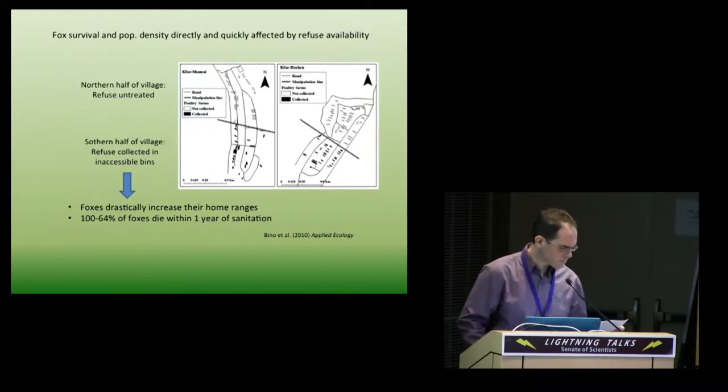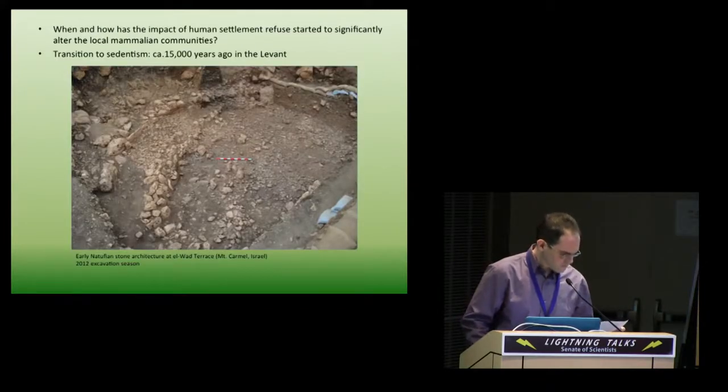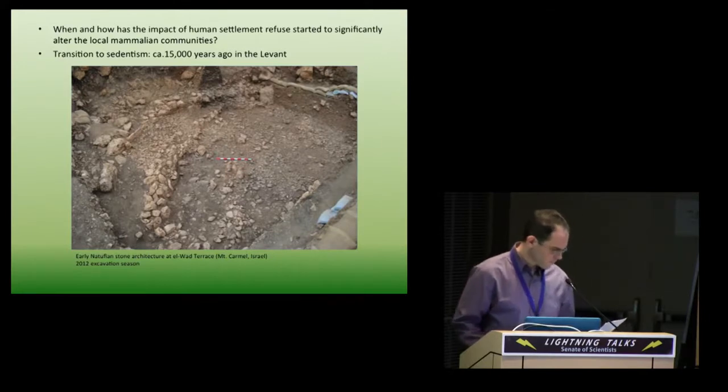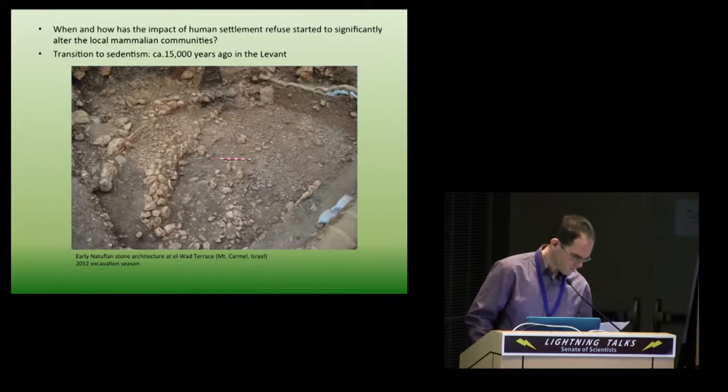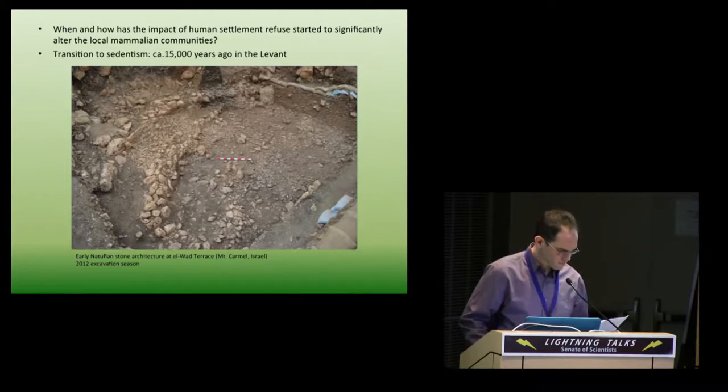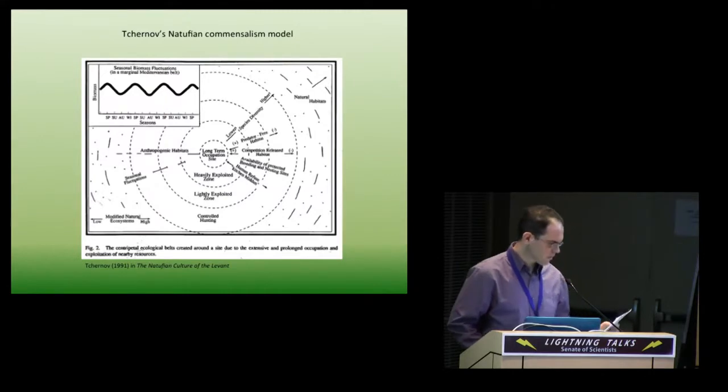Carnivore overabundance can lead to a series of effects on wildlife biodiversity, spread disease, and damage human assets such as livestock and pets. It is interesting to examine this issue with an archaeological perspective, to discern when and how the impact of human settlement refuse started to significantly alter the local mammalian communities. In Near Eastern prehistory, one of the core questions is the transition to sedentism, the settling down process at the end of the Pleistocene that preceded the transition to farming. Generally, hunter-gatherers who maintained a mobile lifestyle for millions of years started to form small villages from about 15,000 years ago in the Levant. When you settle, you affect the hamlet's surroundings significantly.